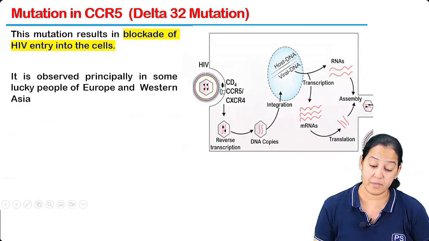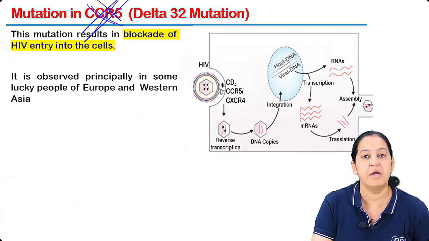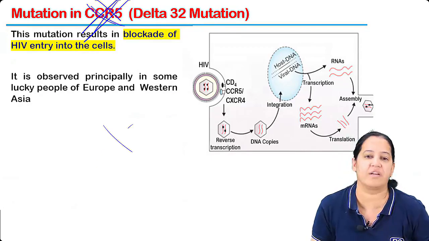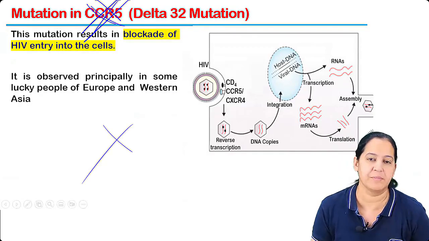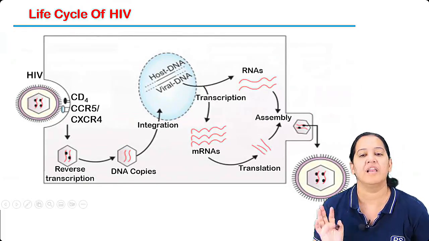Now, there are some lucky people in which CCR5 is mutated. So even if they are HIV infected, they can't have the AIDS. Fusion is not possible in them. So there is a subset of people in which CCR5 is mutated. Let me tell you the life cycle.